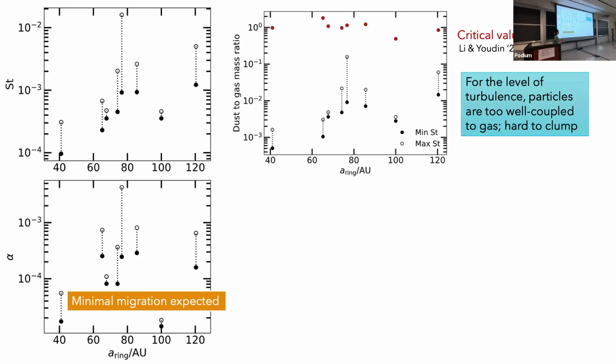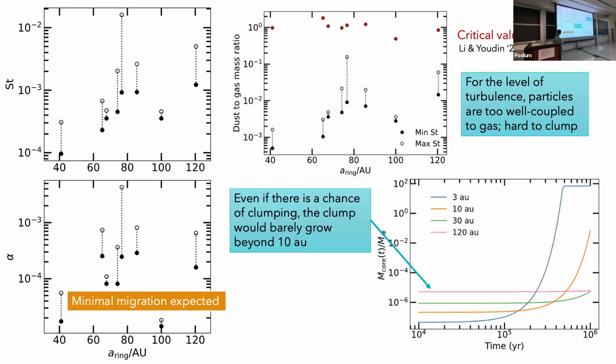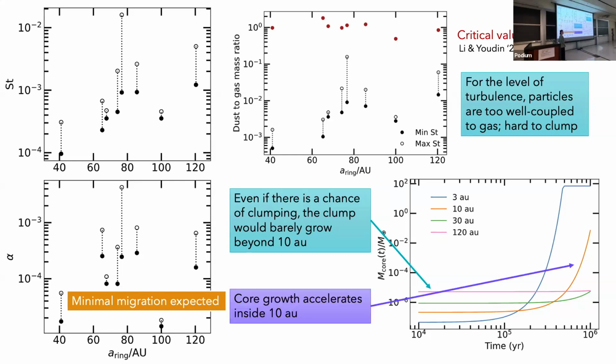But what if somehow you can randomly form a clump that is also bound and stable? Even if you can do that, it's actually going to be very difficult to grow it more than the initial clump mass when you're beyond 10 AU, because again, the Stokes numbers are very low. So there's a minimal level of aerodynamic drag. But if you take all the same disk parameters and push it inside 10 AU, then you can really accelerate the growth of the planet. So what this tells us is that we might expect to find a much more heightened population of planets inside 10 AU than outside, even for the small planets.